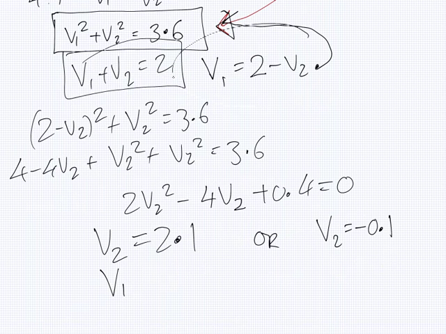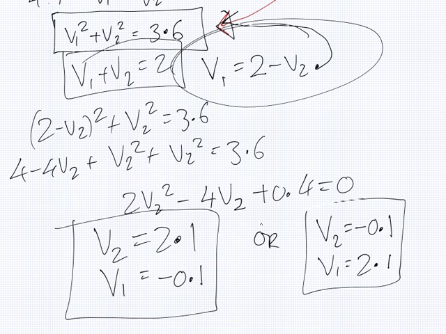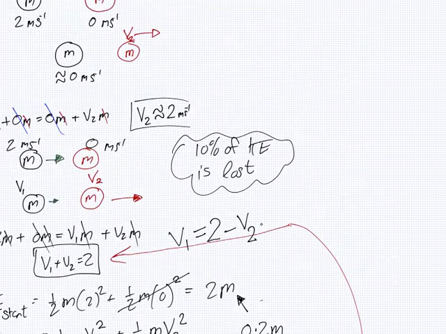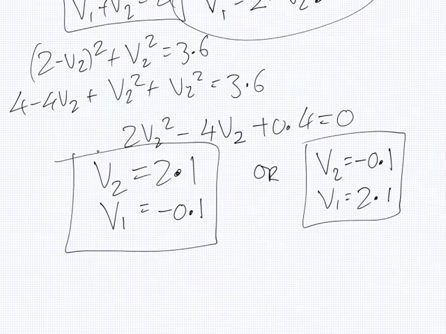We put the value in here, and I'll get V1 equals minus 0.1, or V1 equals 2.1. Now, which possibility is the right one, the first or the second? In fact, I think I should bring you to look at the picture again. Which one should be nearly zero, and which one should not be? The white should be nearly zero, and the red should be not zero.